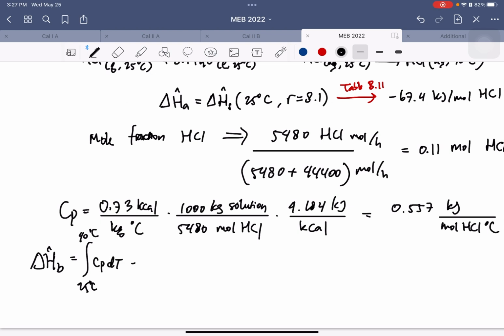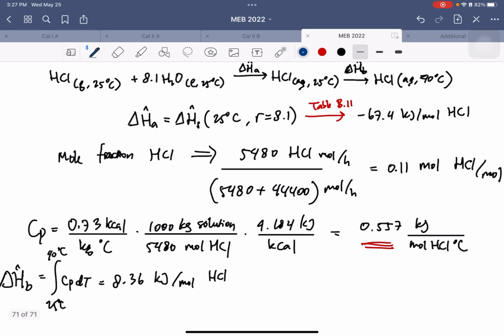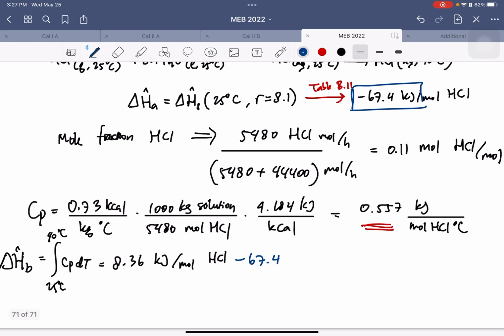CPDT. So using the CP that we approximate, we get it's 8.36 kilojoule per mole of HCl, and plus the delta HA, which is negative 67.4. This will give about negative 59 kilojoule per mole of HCl. Okay, so this is H2. This is H2.